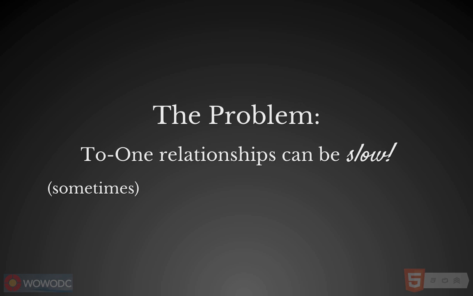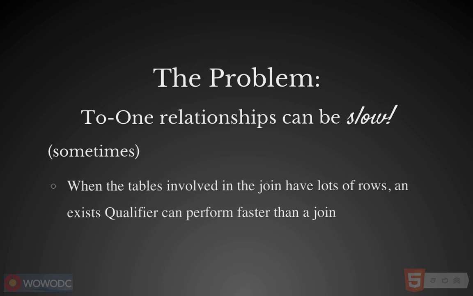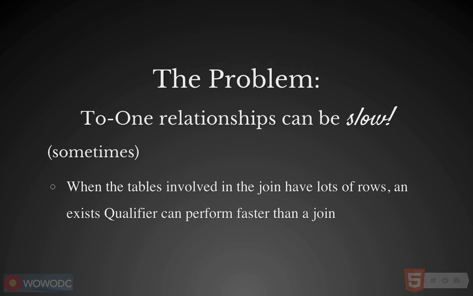To-one relationships are normally easy, but sometimes they can be slow. To-one relationships can be slow when we have some immense joins that have to happen. And in that case, we can actually use an exists qualifier. Normally, I want you to have your head on thinking that exists qualifiers are solving too many problems, but they can also solve to-one relationship problems.